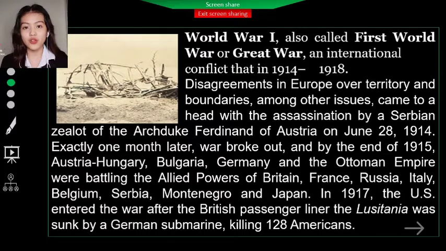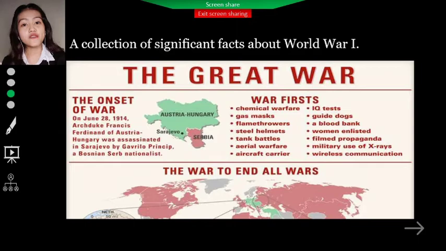Exactly 1 month later, war broke out, and by the end of 1915, Austria-Hungary, Bulgaria, Germany, and the Ottoman Empire were battling the Allied powers of Britain, France, Russia, Italy, Belgium, Serbia, Montenegro, and Japan. In 1917, the U.S. entered the war after the British passenger liner, the Lusitania, was sunk by a German submarine, killing 128 Americans.